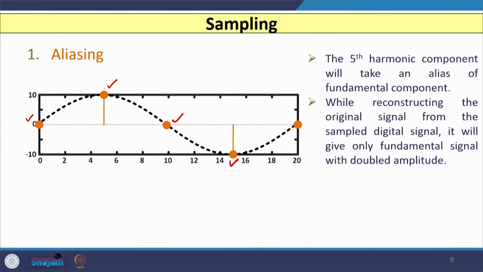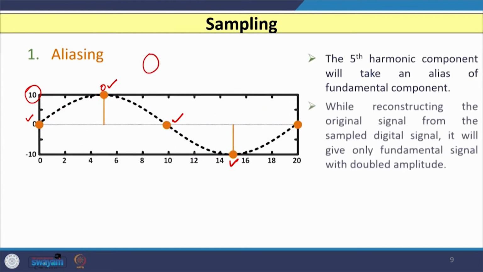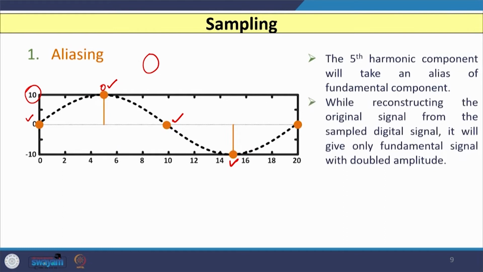You can see that the amplitude of this is 10, whereas our original signal's amplitude is 5 only. So, we can say that when we reconstruct a signal in which the Nyquist rule is not followed, that means your sampling frequency is not greater than 2 times f max, then we will observe the aliasing effect, and the fifth harmonic in this case is going to take an alias of the fundamental component.